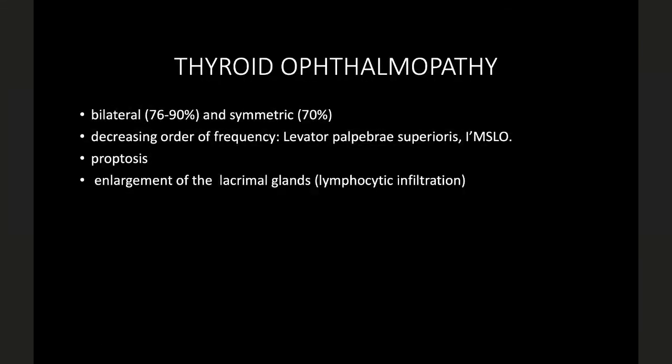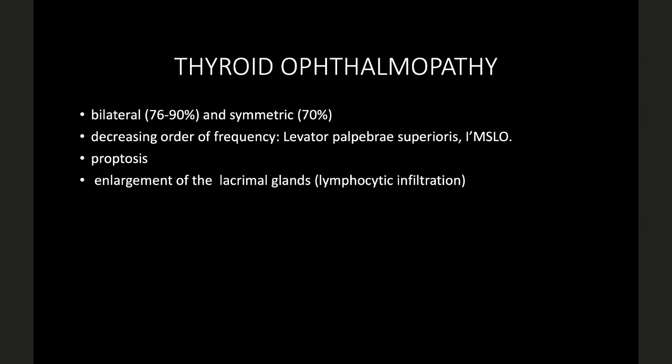The thyroid ophthalmopathy is bilateral 75 to 90% of the time. So that is another giveaway, because pseudotumor prefers to be unilateral, and they are symmetrical in thyroid, right? That is Graves ophthalmopathy. In the decreasing order of frequency, and this is where I said levator palpebrae superioris, remember this muscle because that can also be involved, but this is a small muscle.